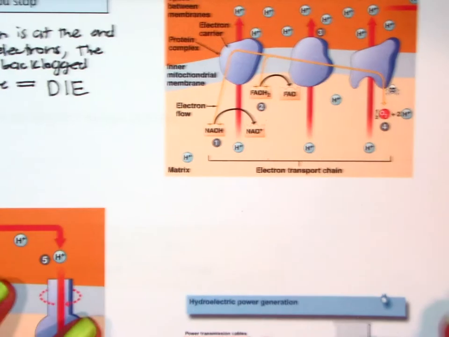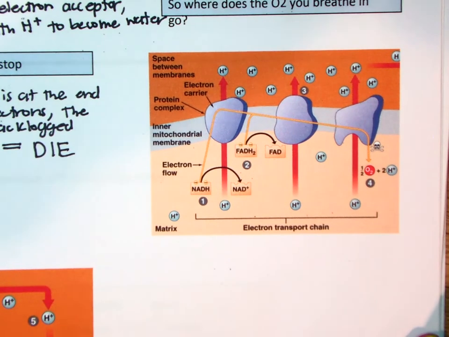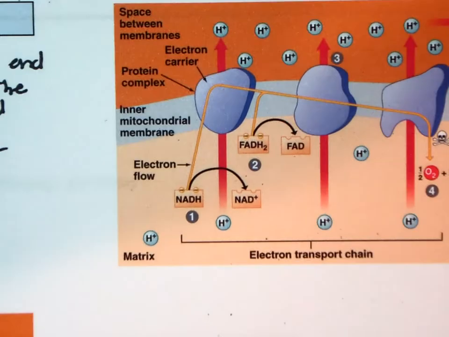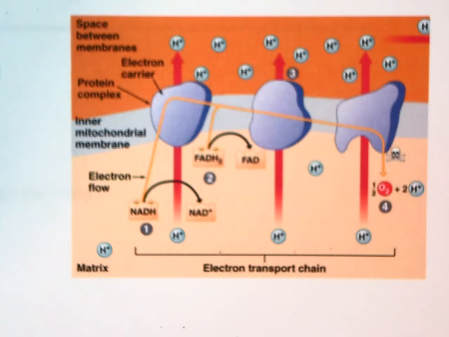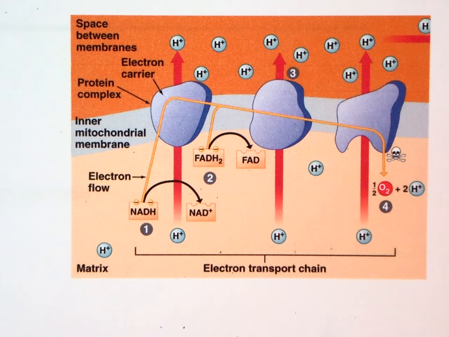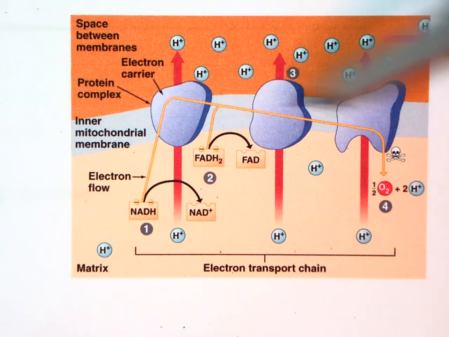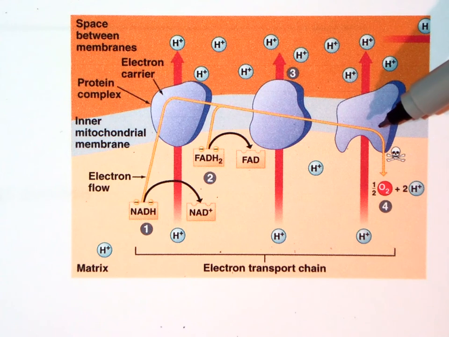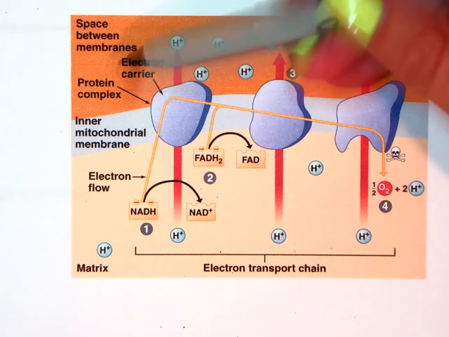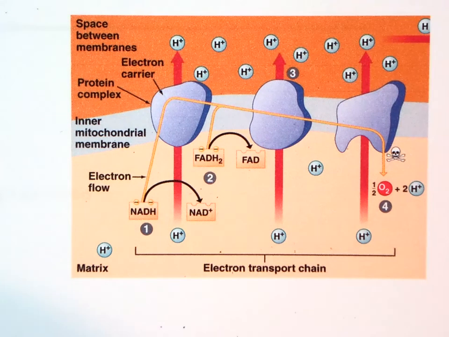Alright, so let's see if I can explain this picture here to you guys. Because this is where all your ATP is coming from. Not all of it, most of it. So we have zoomed in here on the inner mitochondrial membrane, and we have this series of proteins called the electron transport chain, and then we've got the matrix here, and then the intermembrane space here.